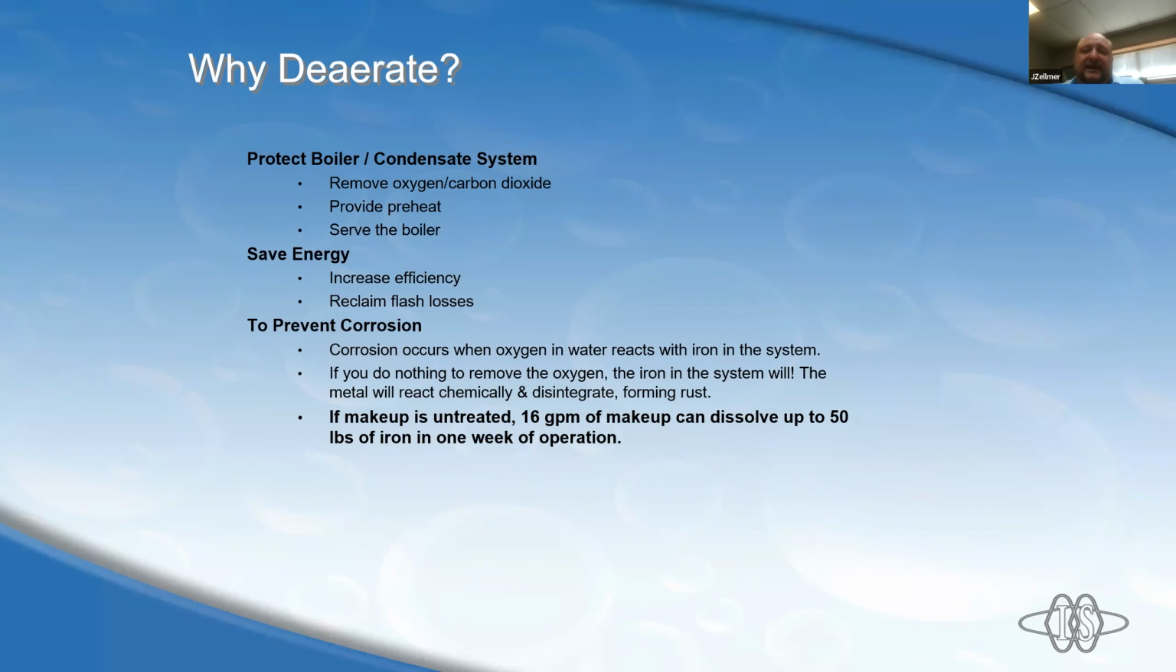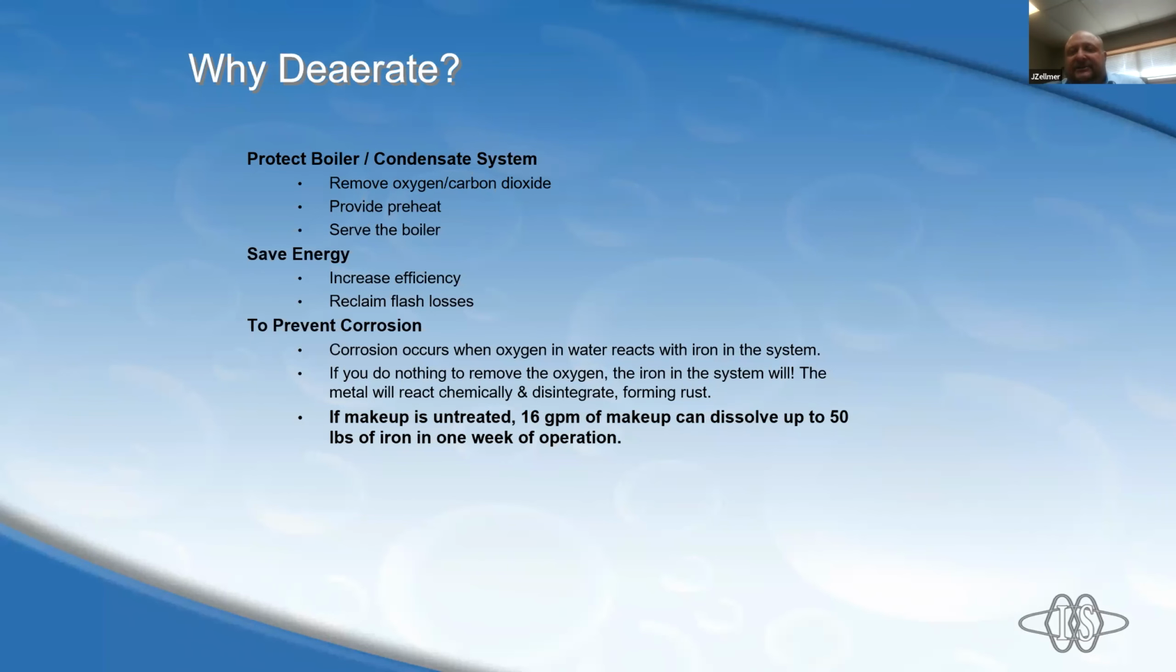With taking the oxygen out of the water, we're reducing the corrosion that can happen in the boiler tubes. If you do nothing to remove the oxygen, the iron in the system will disintegrate the metal, forming rust. If makeup water is untreated, 16 gallons of makeup water can dissolve up to 50 pounds of iron in 1 week of operation. So we're mechanically deaerating the water so that you can also reduce the amount of chemical being used.